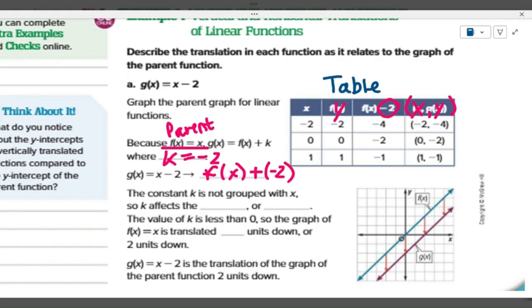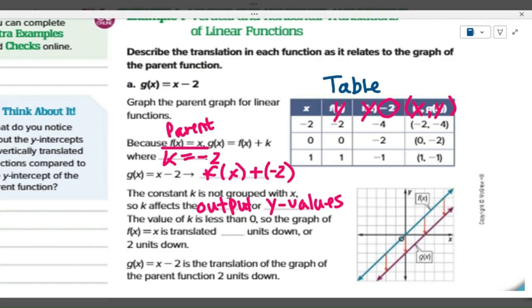Okay, so what this is going to do is the constant k is not grouped with x, so this isn't going to be a horizontal move. So k affects the output. Remember, output represents the y values, or y values, which is what we see in the table. They are subtracting 2 from the y values, so y minus 2.